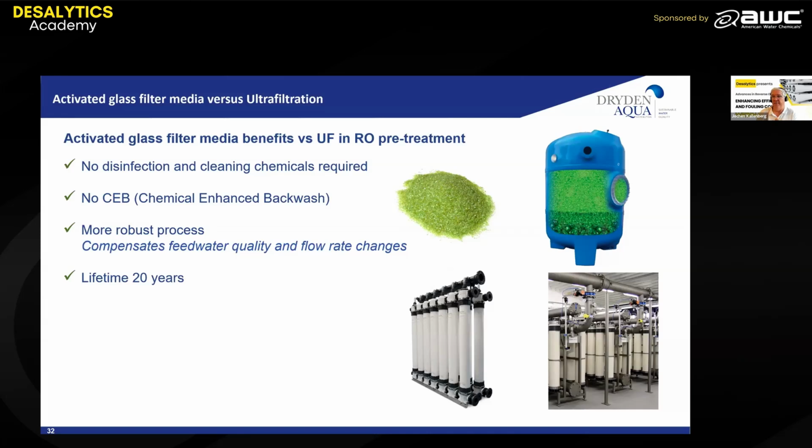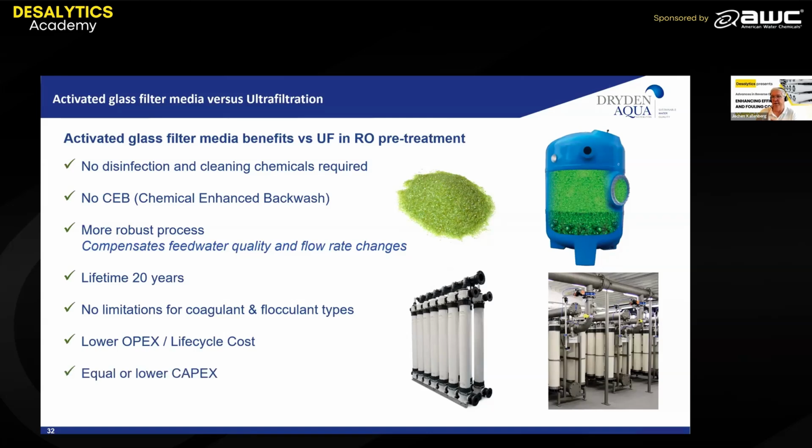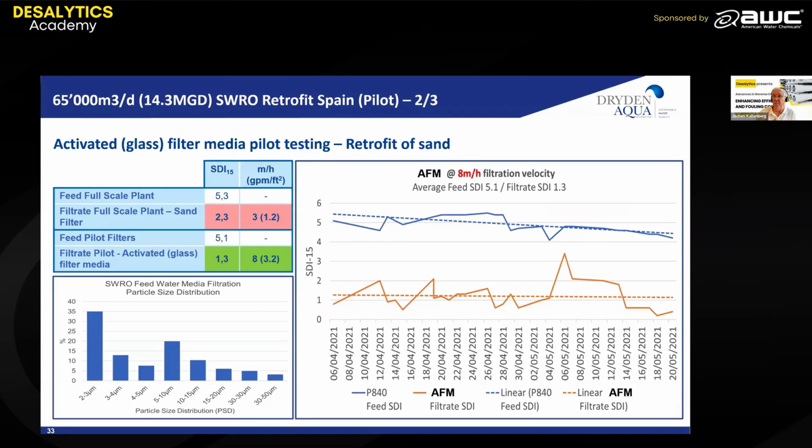We have a lifetime of 20 years and we guarantee at least 10 years of operations. Also, if you look on coagulant flocculant types, we don't have any limitations on coagulant and flocculants to be used. We have a much lower life cycle cost, which is one of the key indicators for selecting your pretreatment. Yeah? We may have equal or lower capex. This typically depends slightly on the size of your reverse osmosis plant. Then we go to some case studies showing you what we have achieved for benefit in real-world applications.